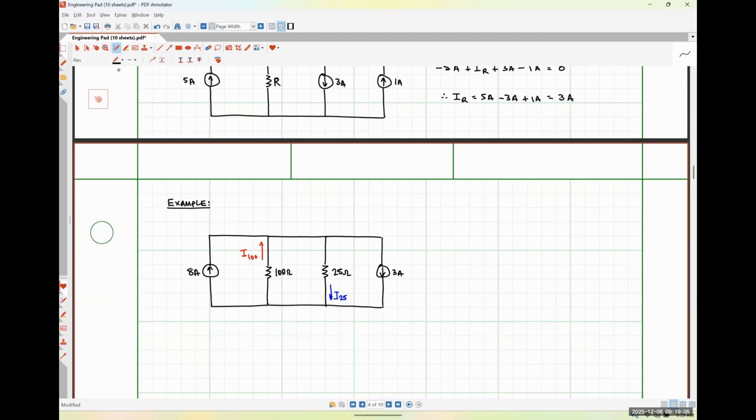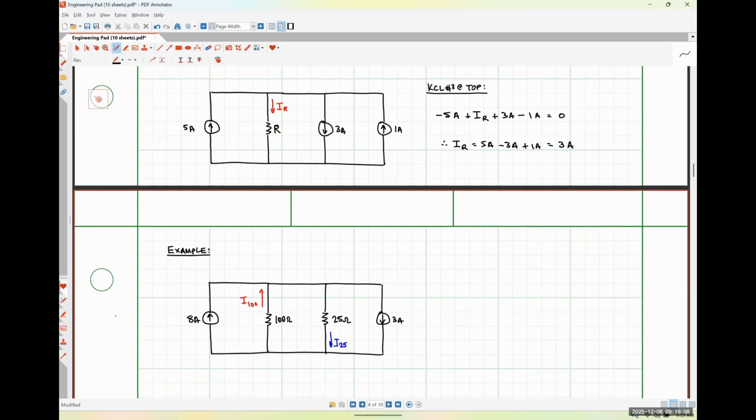So since we did KCL number 3 at the top node in our last example, we're going to do a different version of KCL at the bottom node for this one. Okay. So just for the hell of it, because I don't use it very often, let's do KCL number 2. So that means that currents that are entering the bottom node are going to get a plus sign, and currents that are exiting the bottom node are going to get a minus sign.